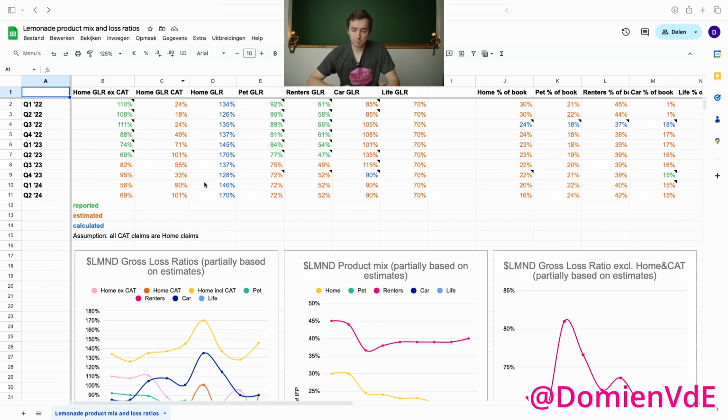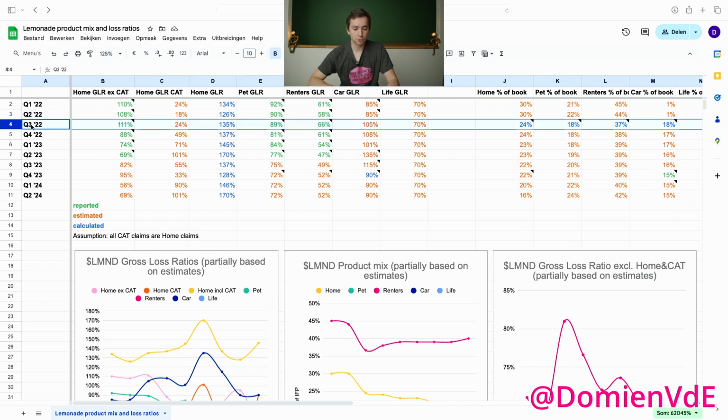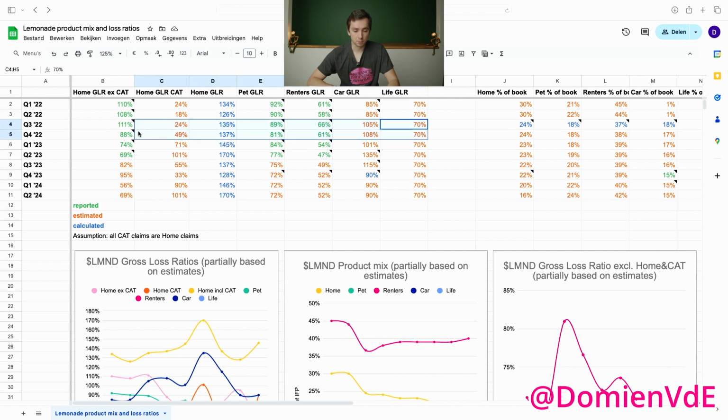First of all, it's best to start here in Q3 of 22. And you will see there's a lot of columns here in the spreadsheet, and I will go through them all. Basically, the first, let's see, 7 are their loss ratio for each product line. And as you can see, some of these numbers are green, some are orange, and some are blue. The green ones are basically things that they disclose, right? So Lemonade has told us these numbers. We can be absolutely certain that these are the correct numbers. Those are the green ones.